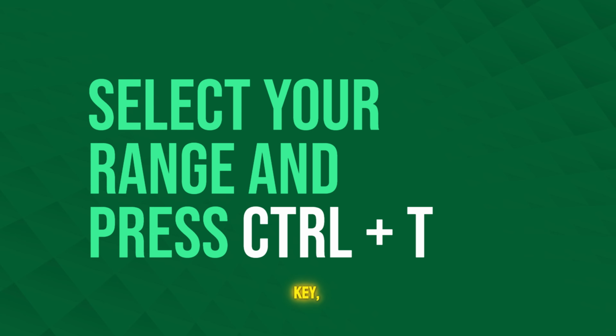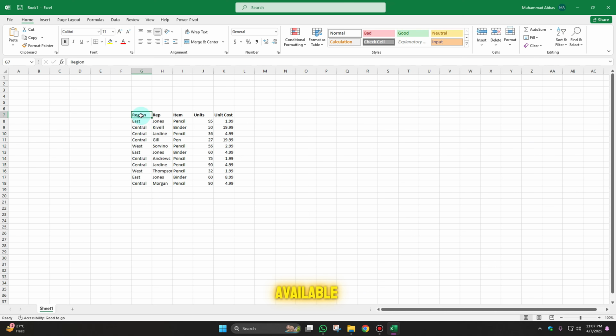Let's do the practice. I have the data available in my Excel file: the region, the representatives, the item, the unit and the unit cost. This is a normal table, or a normal range of data. First, I am going to convert this data to a smart table. I am going to select my data.